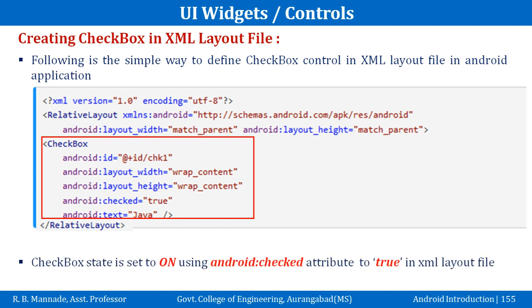Now one of the important properties is checked, android:checked, which is defined here in the checkbox control tag, and it is set to true. That is why, whenever this application is running, the default state of this checkbox will be true. It means by default it will be in the checked state. If this statement were not there in this .xml file, then the default state of this checkbox would be unchecked or off state.